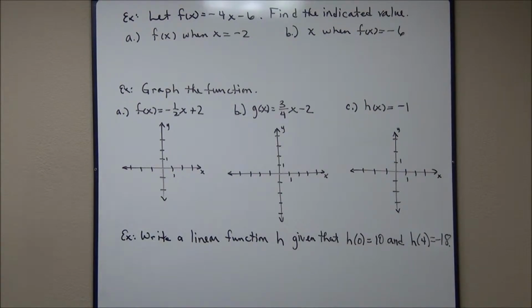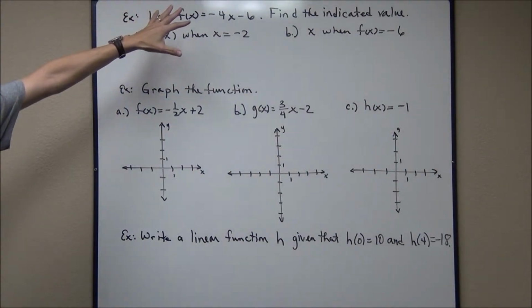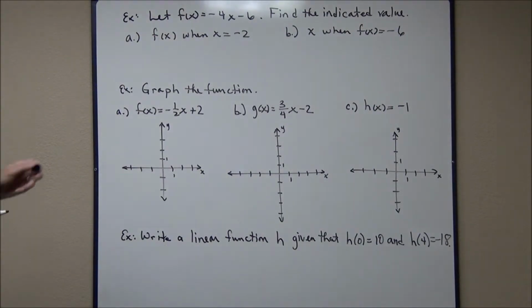We have another example, very much like the last one, because it's really important you get this concept down. We're going to go through another example. It says here, let f of x equal negative 4x minus 6, find the indicated value. And they want you to find f of x when x is equal to negative 2.